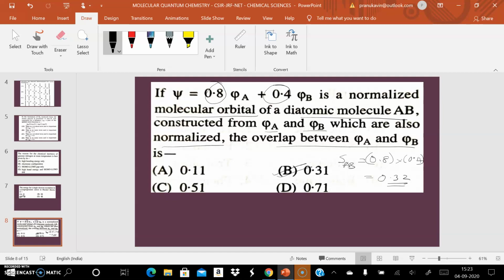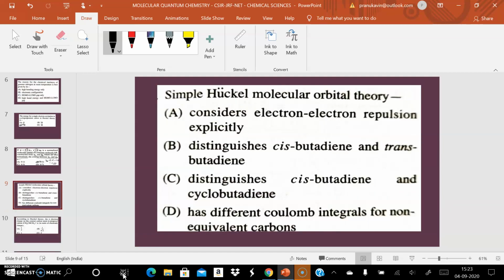Okay, yeah, it is quite an easy question. Then the next one: simple Huckel molecular orbital theory considers, option A, electron-electron repulsion explicitly. No, it does not consider all the electron-electron repulsion terms, right?